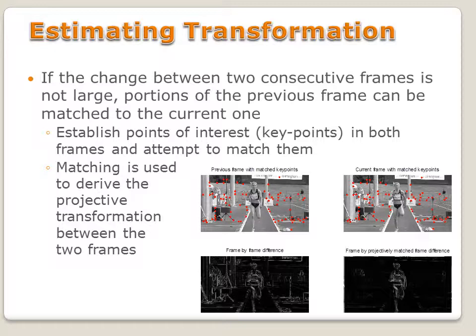To see the effect of actually finding the projective transformation, here you see the frame-by-frame difference, where the background and the athlete change a lot. On the bottom right, you can see the frame by projected transformed frame difference, where you see that the background in the two frames is matched due to estimating the transformation between the two. Now, what remains different is the athlete body itself.